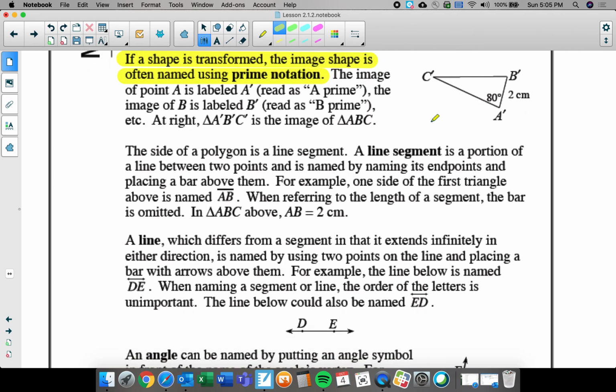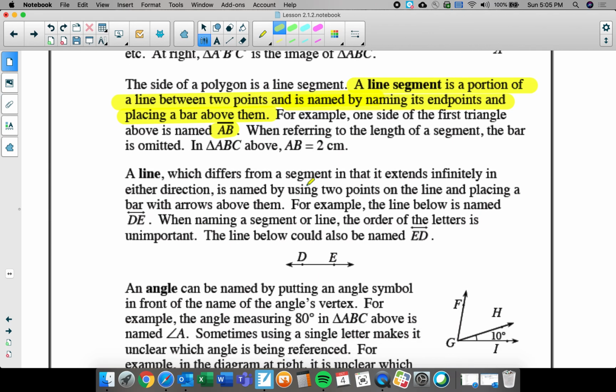Every side of a polygon is a line segment. And so a line segment is a portion of a line between 2 points and is named by its endpoints and placing a bar above them. Okay, so if you notice right here, this would be line segment AB. Okay, a line is different from a segment because it goes in both directions, it doesn't stop. A line segment has 2 endpoints. This one is named by using 2 points on a line and placing a bar with arrows above them, just like you see right here. Okay, so that would be line DE, as compared to up above was line segment, meaning it had endpoints.